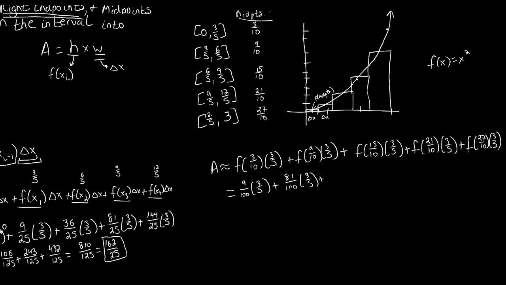plus, and then 15 squared is going to be 225/100 times 3/5. And then we get 21 squared is going to give us 441 over 100 times 3/5. And then we're going to add 27 over 10 squared, which is going to give us 729 over 100 times 3/5.